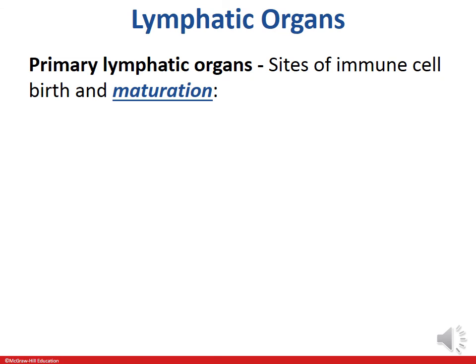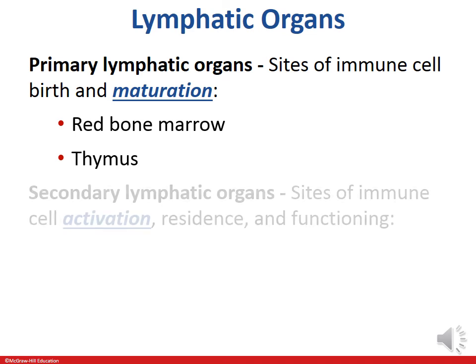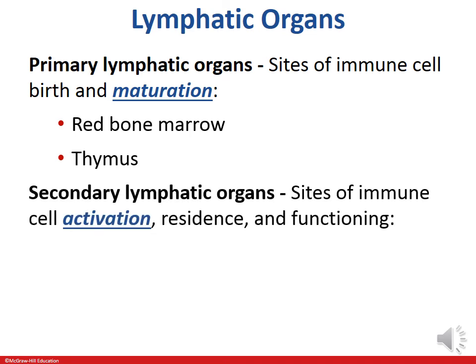And so we refer to lymphatic organs as primary if this is where the immune system cells are made or matured. So we're going to talk about places like the red bone marrow, where we're going to make our B and T cells, as well as all other white blood cells, and the thymus, where we're going to mature T cells. And then once they're mature, they will leave the primary lymphatic organs and go out and set up camp in what we call the secondary lymphatic organs.